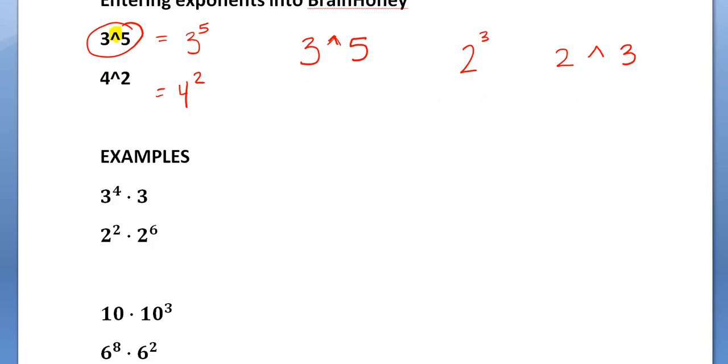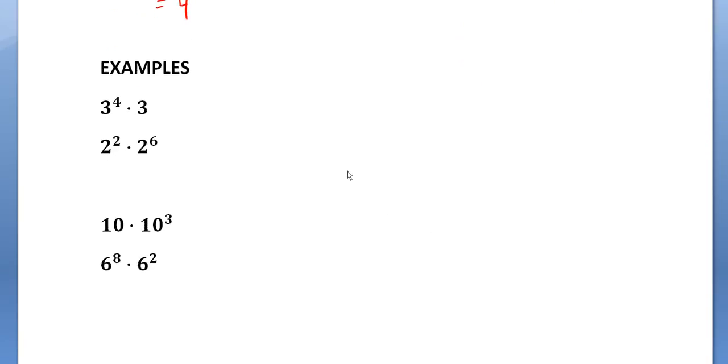Okay, let's move down to some examples of using powers and exponents. This is 3 to the 4th times 3. There is an exponent on this 3, and it's a 1, whether we write it there or not. Let me write out how this problem looks. 3 to the 4th is the same as 3 times 3 times 3 times 3, times 3 to the 1st, which is just one 3. How many do I have here? 5 of them. So this is 3 to the 5th power.